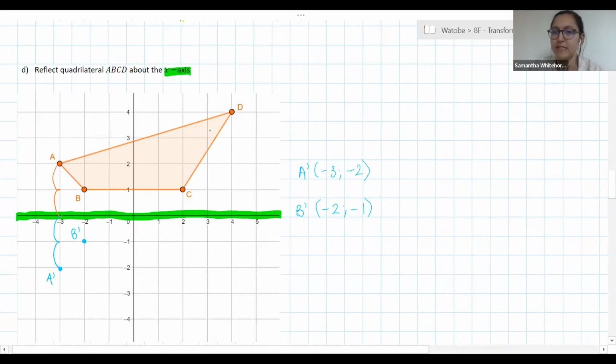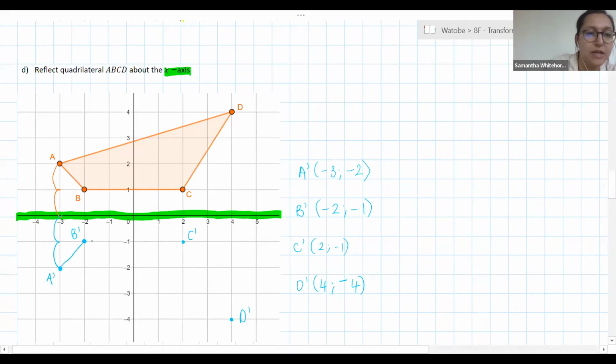All righty. Claire, would you like to give us C dash? Yes, ma'am. C dash is 2, -1. Excellent. So C dash is going to be at +2, -1. Thank you. Bonganele, would you like to give me D dash? Ma'am, D dash should be 4 and -4. Excellent. 4 and -4. So D dash will be down here.